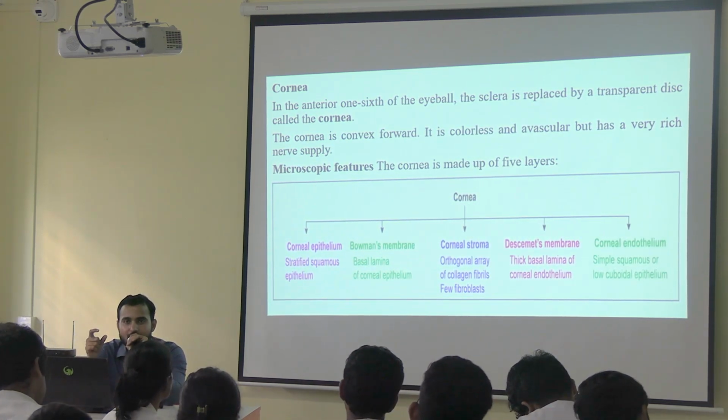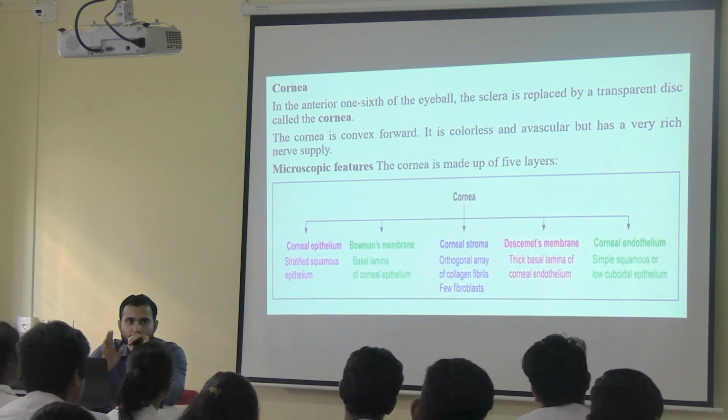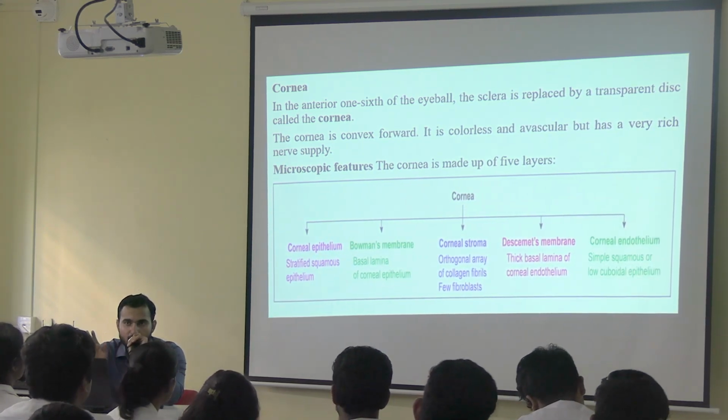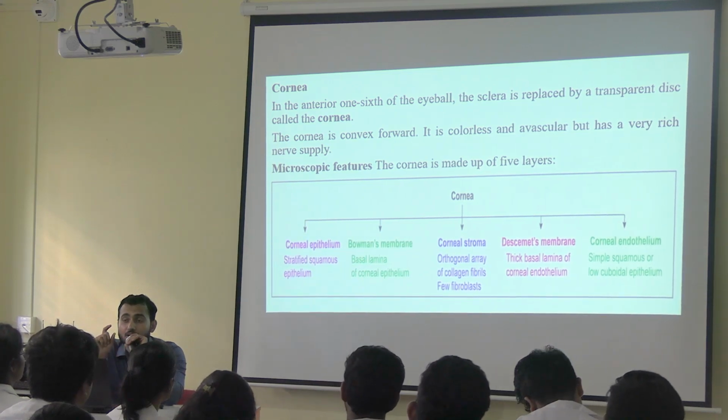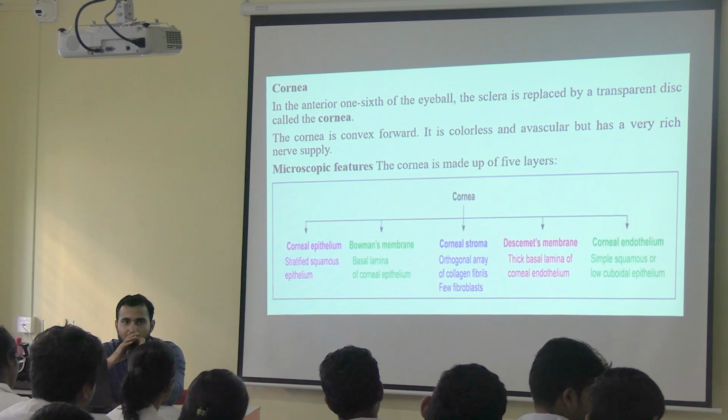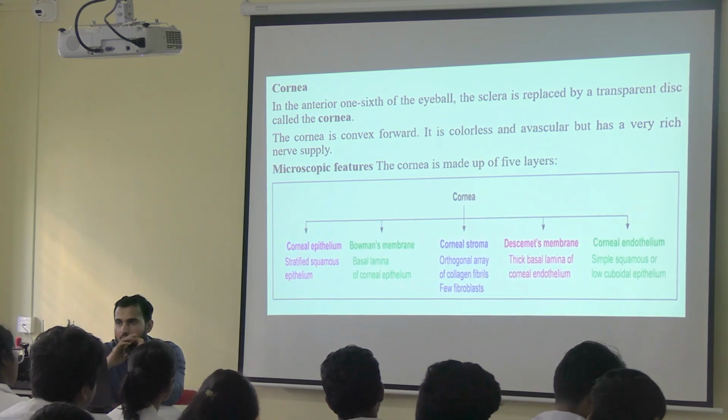If you see the cornea, it is avascular. What is the meaning of avascular? No blood supply. There is no blood supply in it. But it has a rich nerve supply. That is the most important point for the cornea.